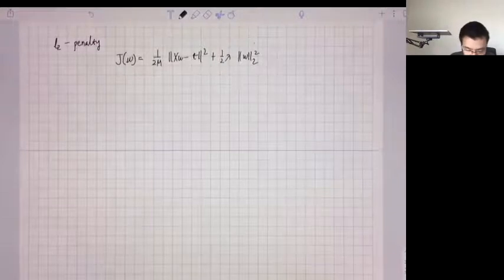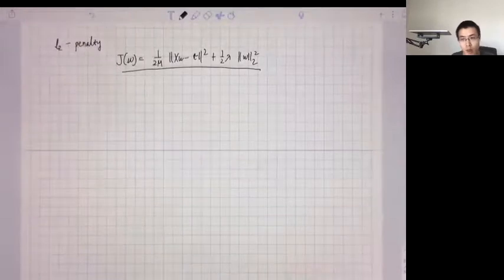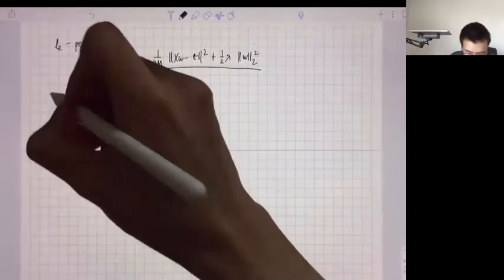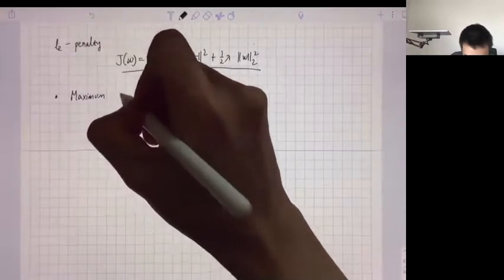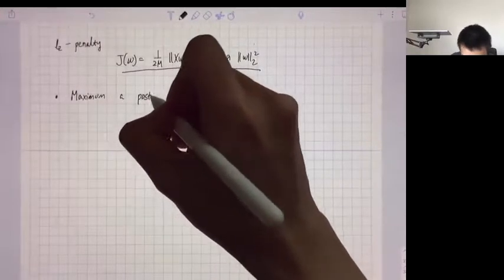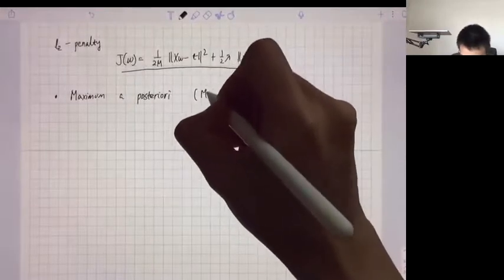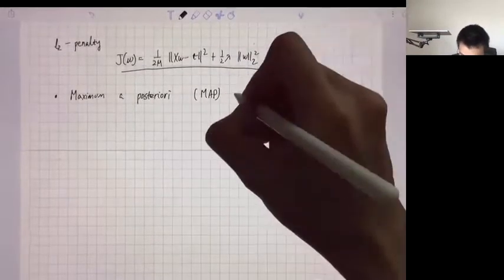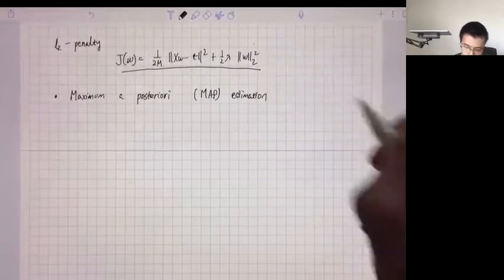So in this lecture, we're going to interpret this loss with some probability interpretations. And in particular, we're going to show that this is known as maximum a posteriori, or known as MAP estimation.